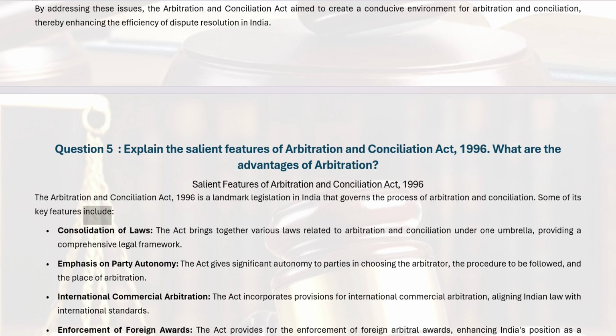Some of its key features include consolidation of laws. The Act brings together various laws related to arbitration and conciliation under one umbrella, providing a comprehensive legal framework. Emphasis on party autonomy. The Act gives significant autonomy to parties in choosing the arbitrator, the procedure to be followed, and the place of arbitration. International commercial arbitration.